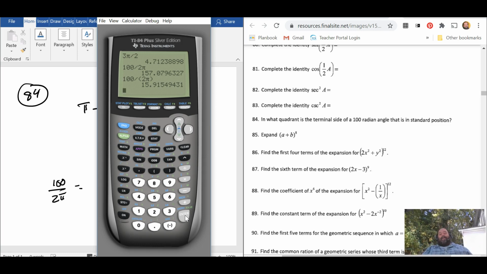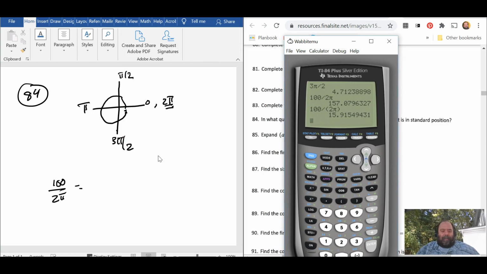Without doing too much of a guess, 0.9 of a rotation is probably going to put me in the fourth quadrant. But we could shore that up a little bit mathematically. So I'm 15 rotations plus, right? So let's figure out the plus part.